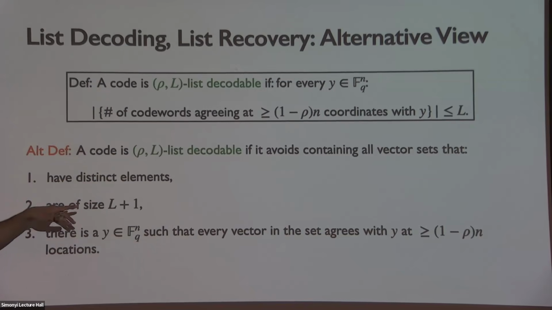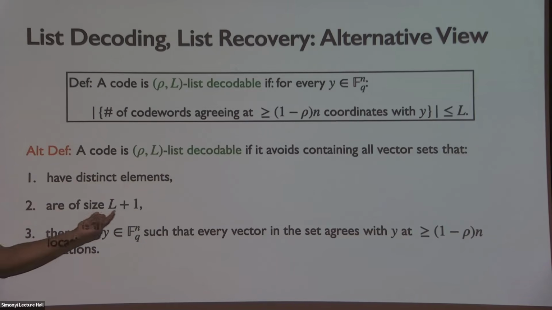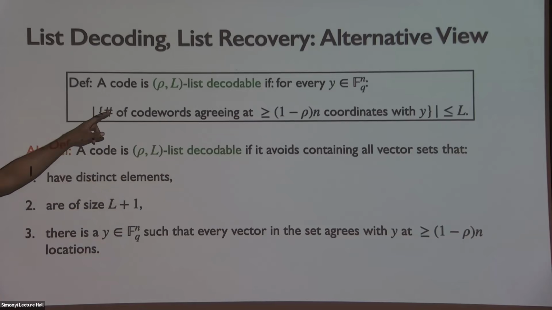If you avoid all these vector sets, when I say avoid containing a vector set, I'm saying you should not contain all L plus 1 of them at once. You can contain L of them, L minus 1 of them. That's fine. Not all L plus 1 of them at once. If you do, then it's a witness for non-list decodability, because then this inequality is not satisfied. Moreover, as long as you avoid all these things, you will satisfy this inequality. It goes both ways. And this avoiding of vector sets view is going to be useful for us. I should also mention that you can do a similar thing for list recovery as well. You can talk about avoiding vector sets for list recovery as well.